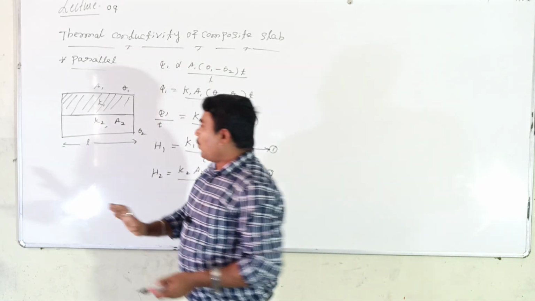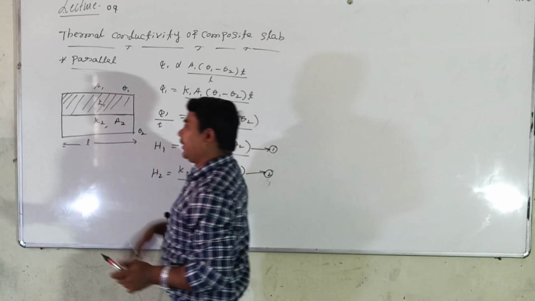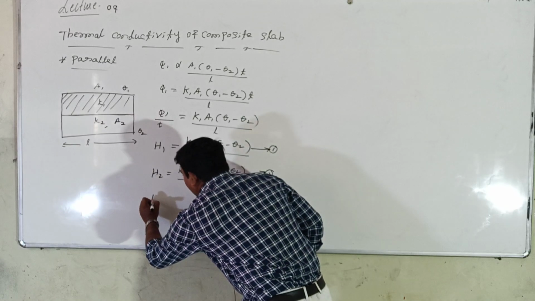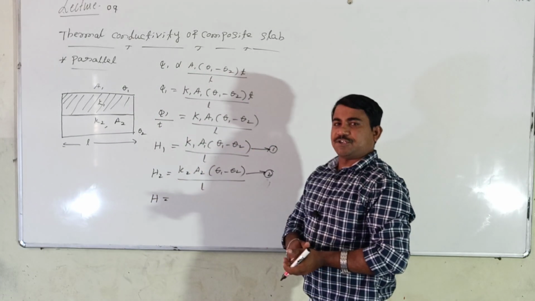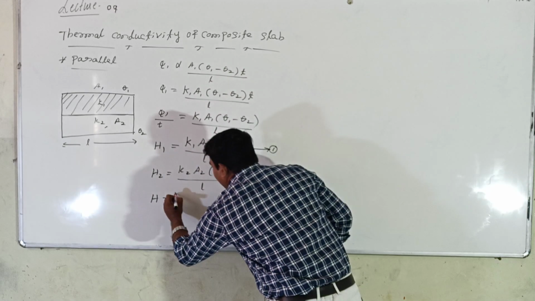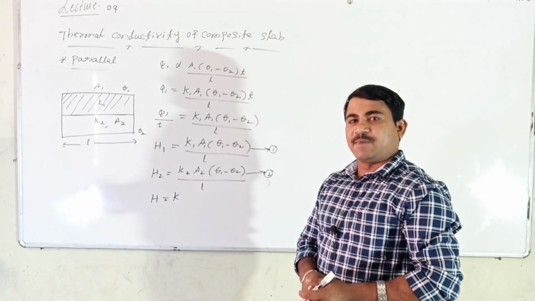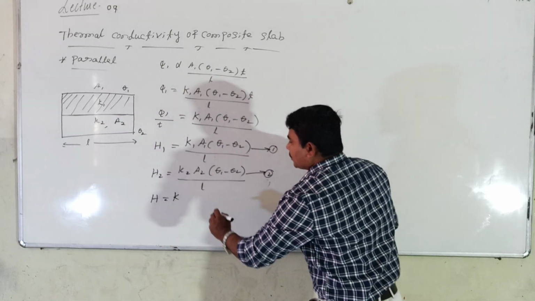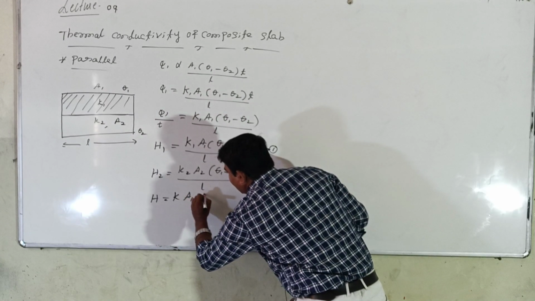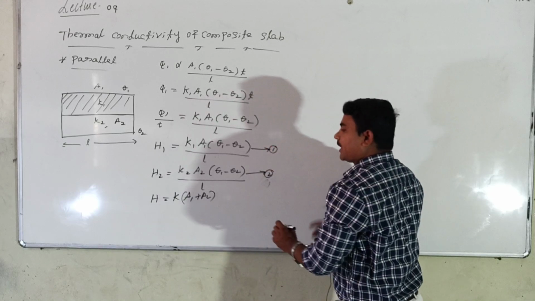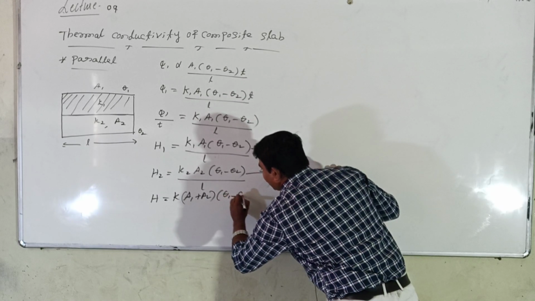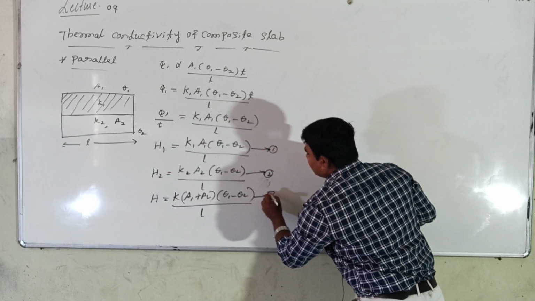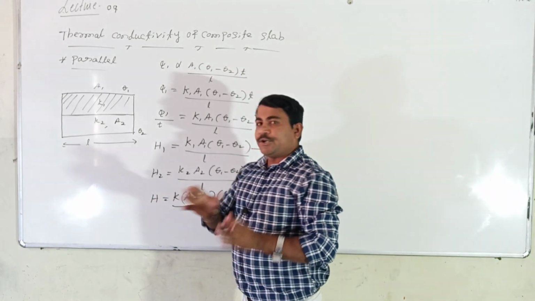Now how do we represent the total heat current across this combination? The total heat current we represent by the quantity H. K1 or K2 is replaced by K, and A1 or A2 is replaced by the total area of this combination. What is the total area? It is A1 plus A2. The temperature difference theta 1 minus theta 2 stays the same, divided by the length L. Let us call this equation number 3. H is the total heat current.